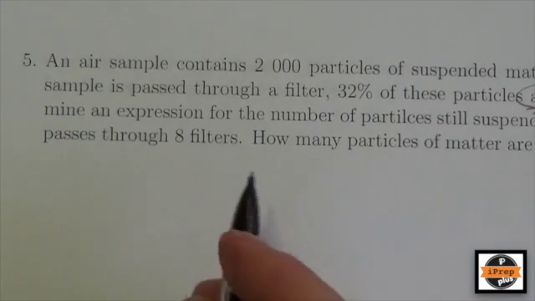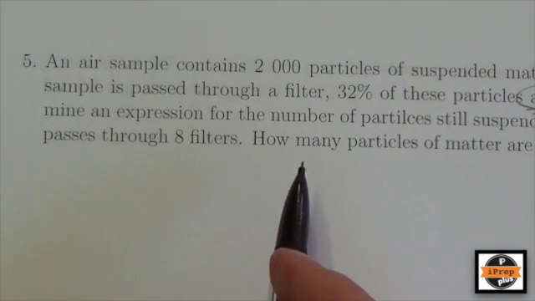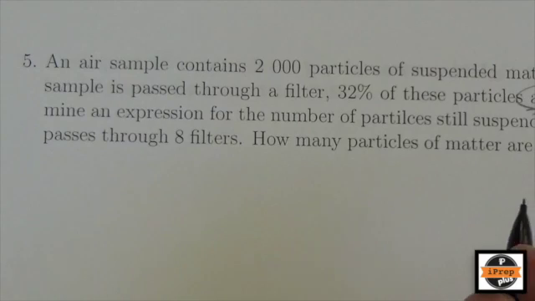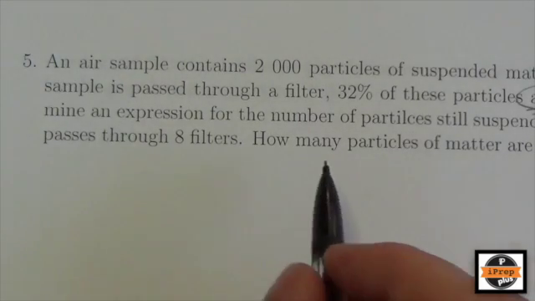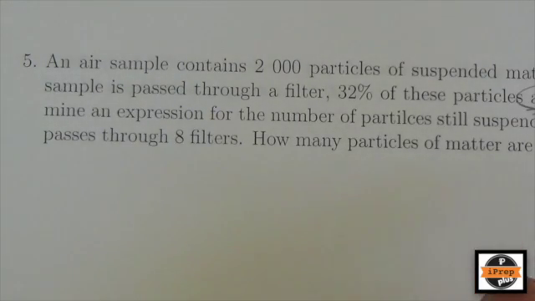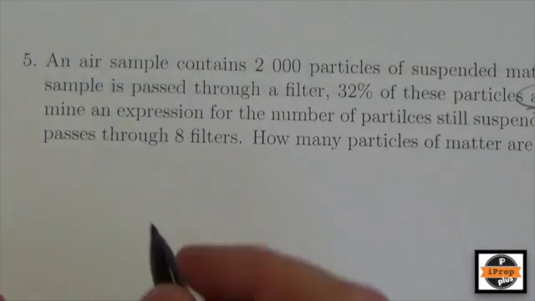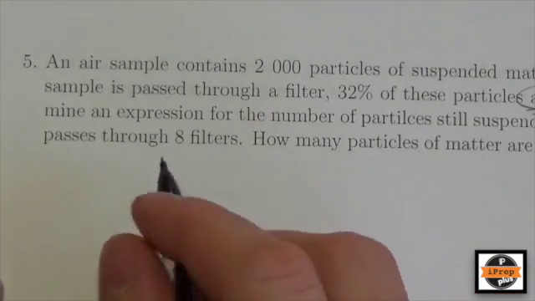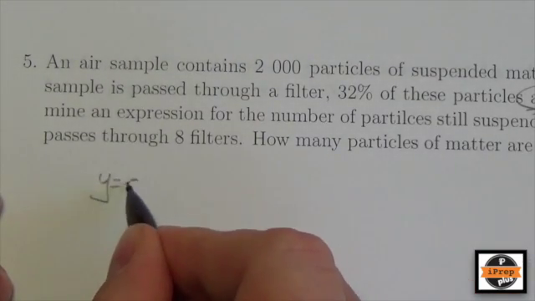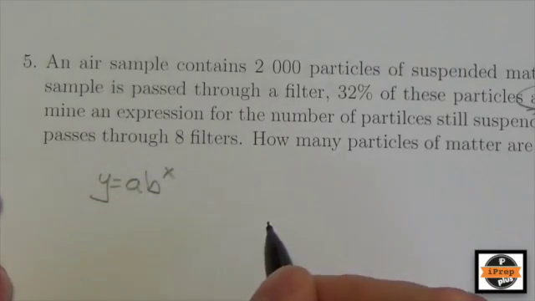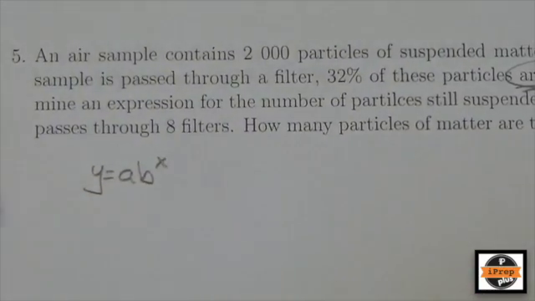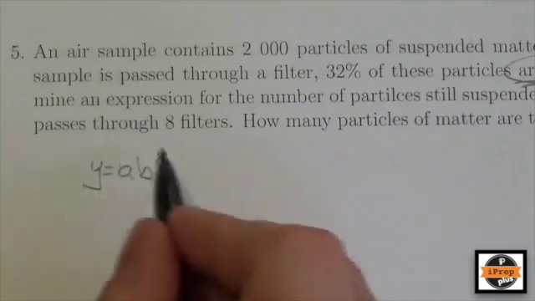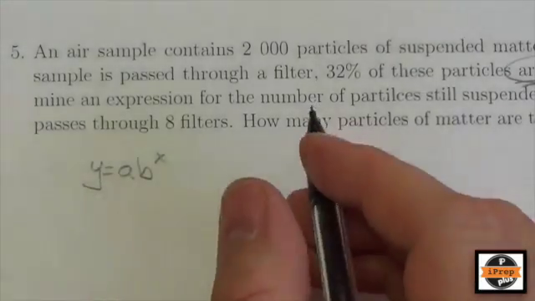We're being asked to determine an expression for the number of particles still suspended in the air after it passes through 8 filters. How many particles of matter are there after the 8 filters? So we have to come up with an equation and then evaluate it. Because we're taking out this percentage each time, this is like an exponential function. So let's compare this to y equals ab to the x. You could consider this like a population, but I think for the most part this exponential function works fine.